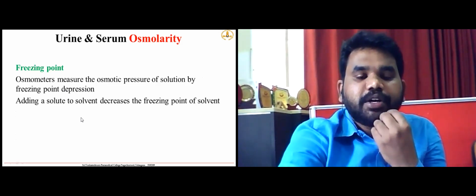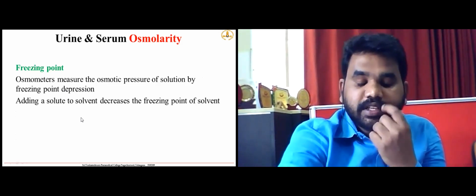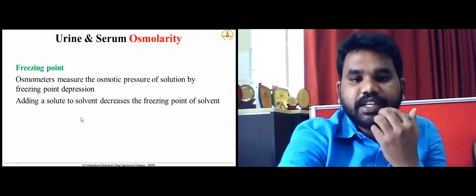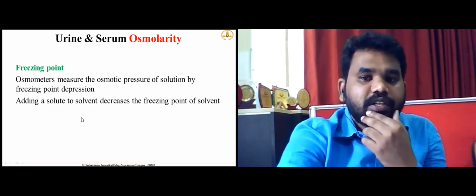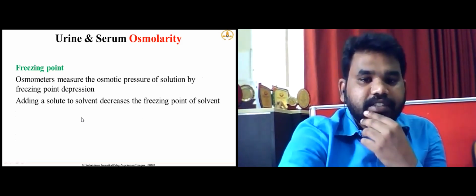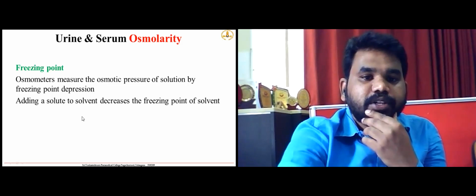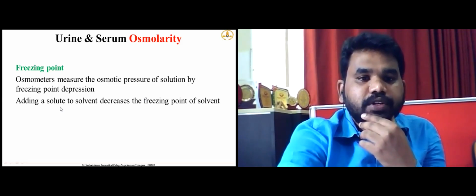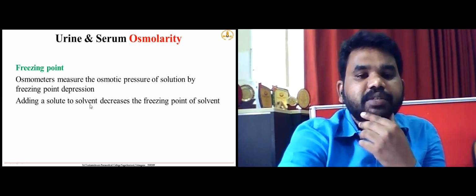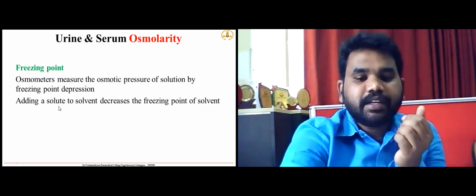automatically the freezing point, sorry, the freezing point of the water is 0 degrees centigrade. Automatically, when you add alcohol to the water, the freezing point of the water will decrease. So the main principle is, whenever you add some solute to the solvent, the freezing point will decrease. So when the solute concentration increases, the solvent freezing point will decrease. Solute here is nothing but the number of particles.